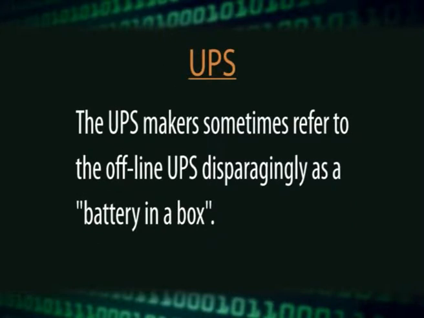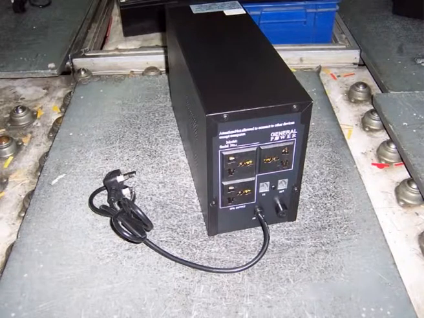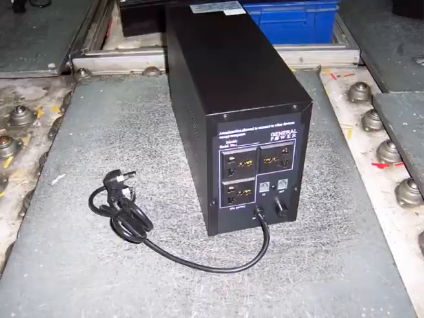UPS makers sometimes refer to the offline UPS disparagingly as a battery in a box, because it does little more than provide emergency power and provides little or no real power conditioning. In normal use, the offline UPS merely connects the power line directly through to your computer. Its battery charger draws only a slight current to keep the UPS battery topped off. The batteries are in no way linked to your computer; they are switched out of the loop.